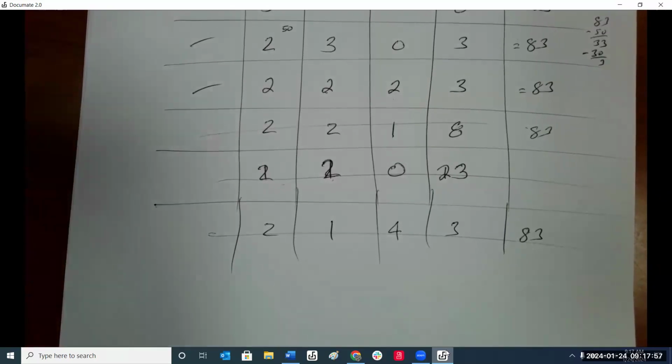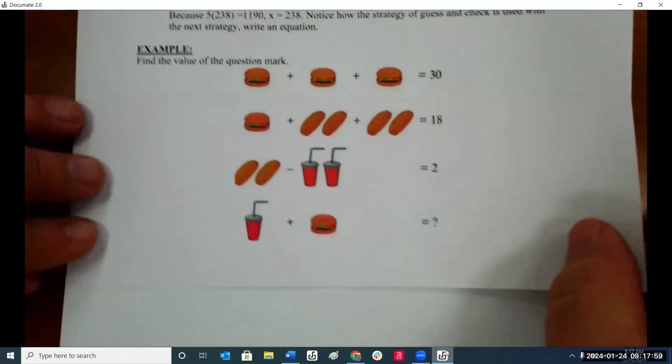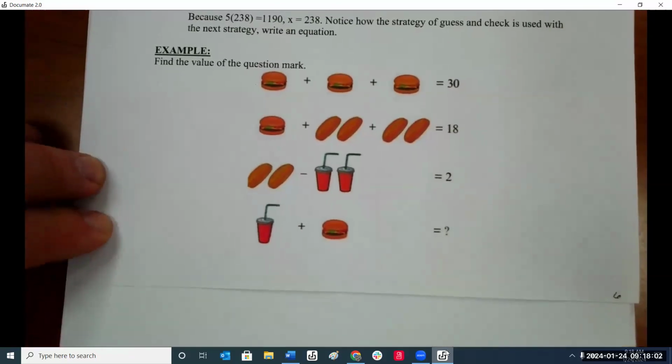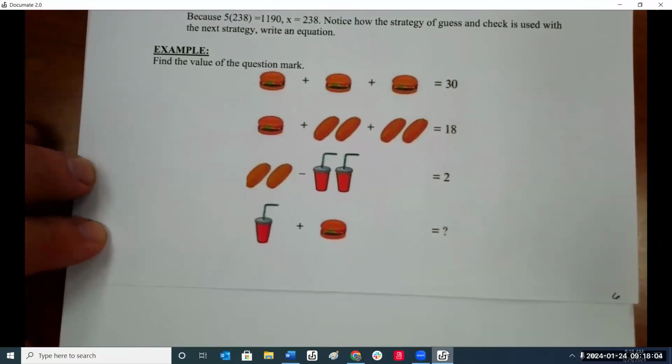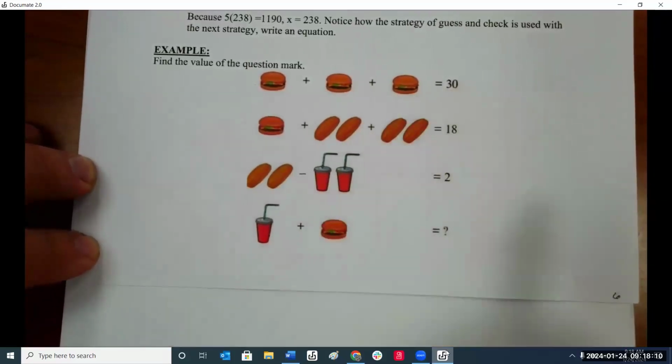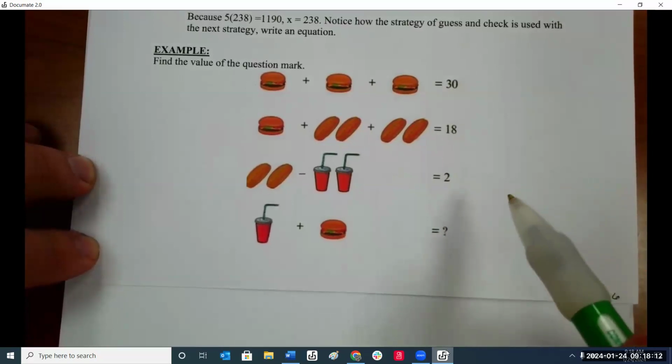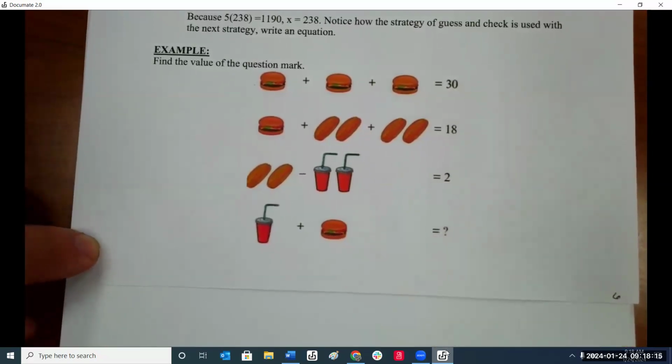Okay, last one. Tell me how much the last one would cost. 3 burgers cost $30. This is your exit ticket. So when you finish this, bring it to me. If you get it right, you can leave.